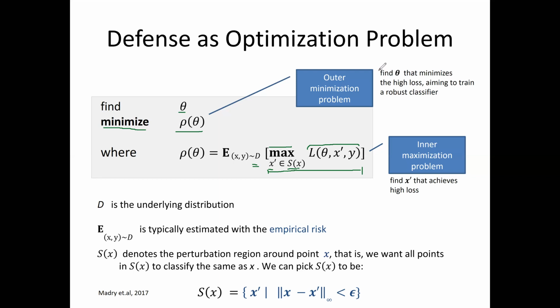Okay, so you're trying to find data that minimizes this worst case situation, this worst case finding that you discovered here in the maximization. You try to find the worst case situation, and then you try to fight against it by minimizing its effect, if you want.